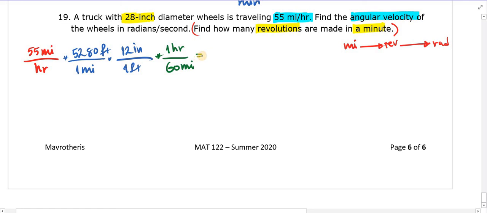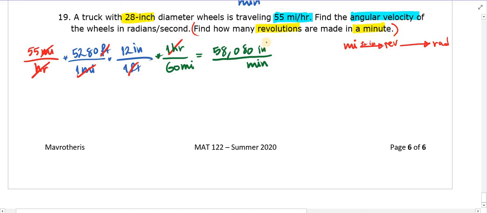Then I'm going to do the math really quickly here. So this is what I have. Of course, the hours will be cancelled, the feet will be cancelled and the miles are going to be cancelled. And I'm going to end up with 58,080 inches per minute. So now I have inches per minute. Here I have to convert to feet and then inches and then revolutions.